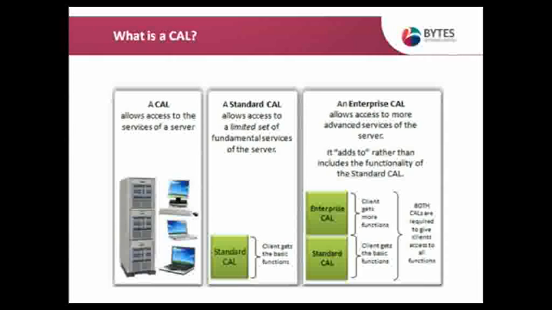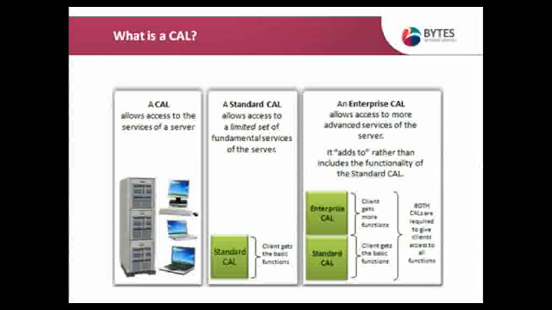Hopefully this is pretty standard to most people, but Microsoft work on the basis of you have a server and a client access license to access most of the core infrastructure services and software. So for example, Microsoft split their CALs into two different options. You have a standard CAL and you have an enterprise CAL. A standard CAL allows a user to access, as it says there, the fundamental services of the server.